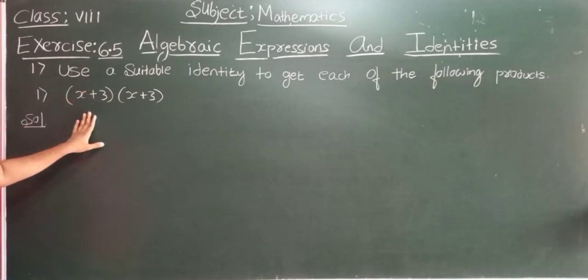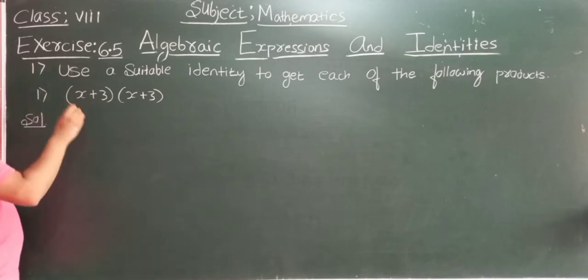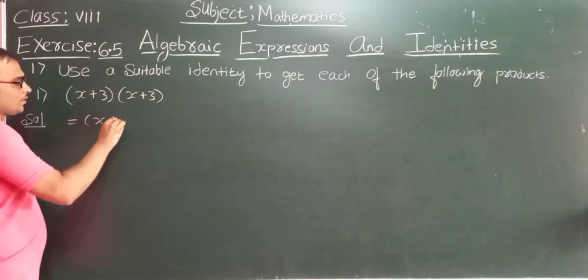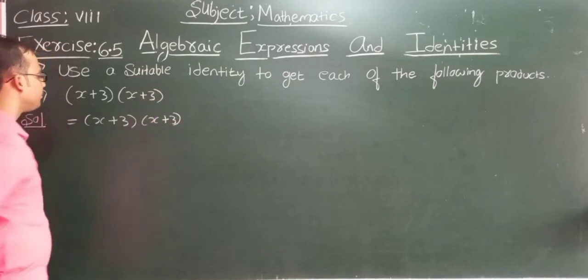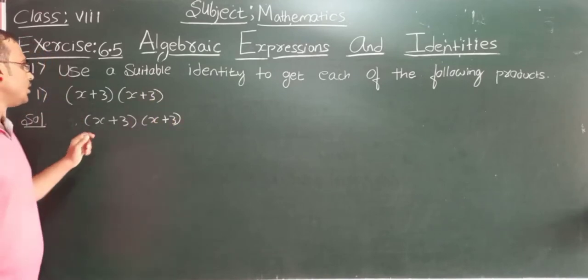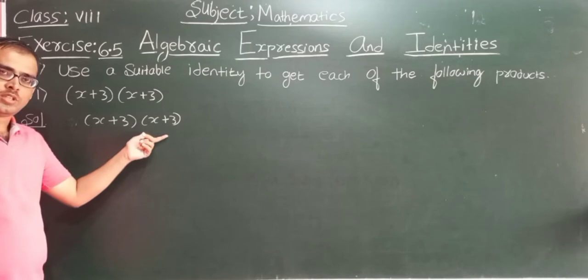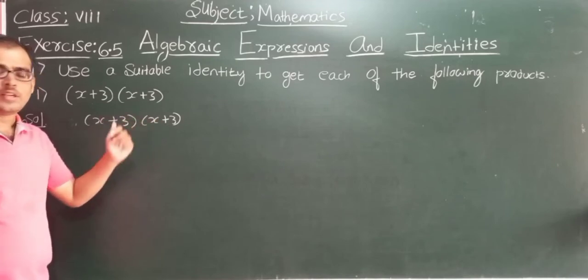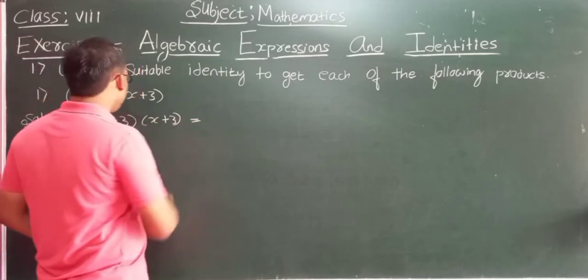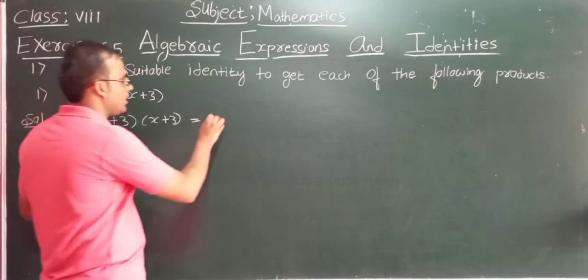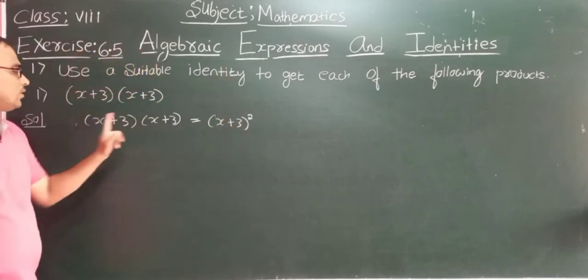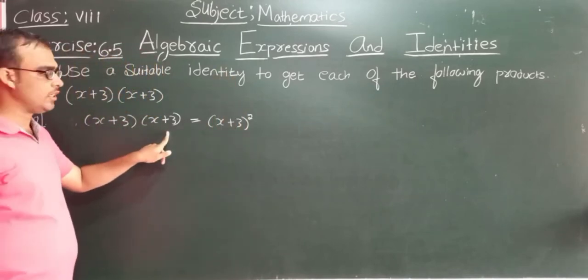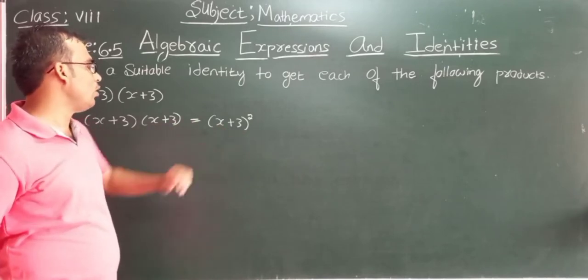Okay, so now what we need to do? We need to find the product of this one using an identity. So first of all, write this one as it is: x plus 3 into x plus 3. Students, just look here, it is the same, no? Here also x plus 3 and here also x plus 3. So further you can write this as x plus 3 whole square.